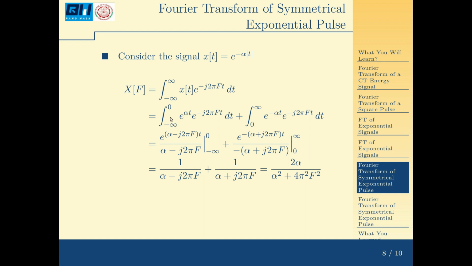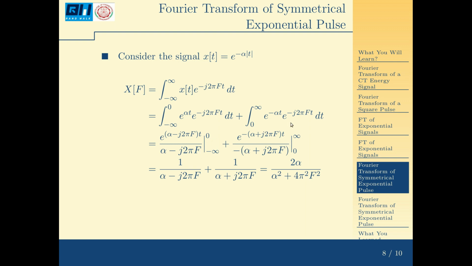So this is from minus infinity to 0. This function is e raised to plus alpha t multiplied by e raised to minus j 2 pi ft dt, plus 0 to infinity e raised to minus alpha t e raised to minus j 2 pi ft dt. So this is a discontinuous function, so I have to put it into two integrals. Here this integral is e raised to alpha minus j 2 pi ft divided by alpha minus j 2 pi f. Okay, this is of the form e raised to ax, e raised to ax by a. So e raised to alpha minus j 2 pi ft divided by alpha minus j 2 pi f. Limits are from minus infinity to 0.